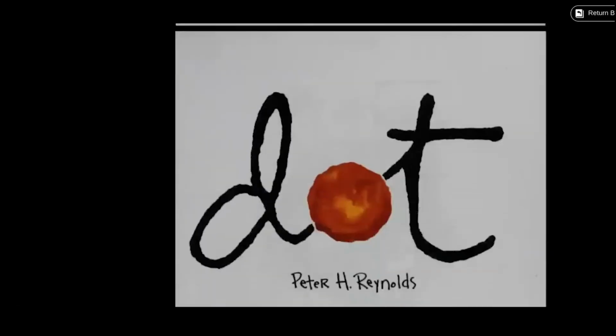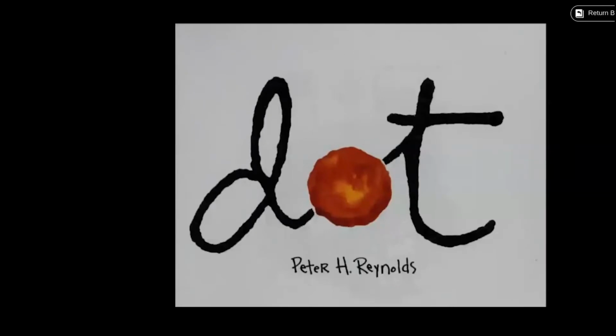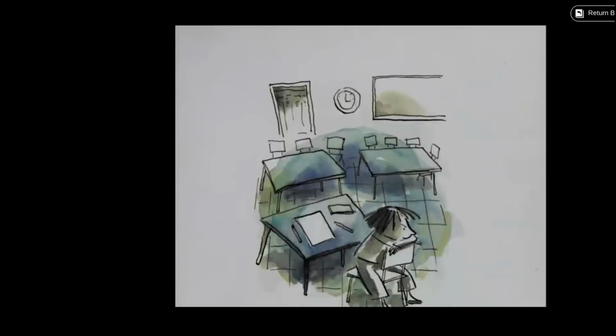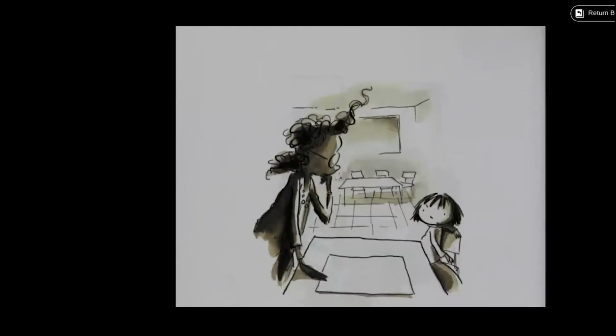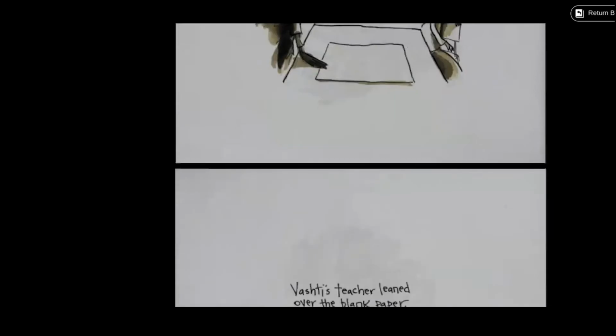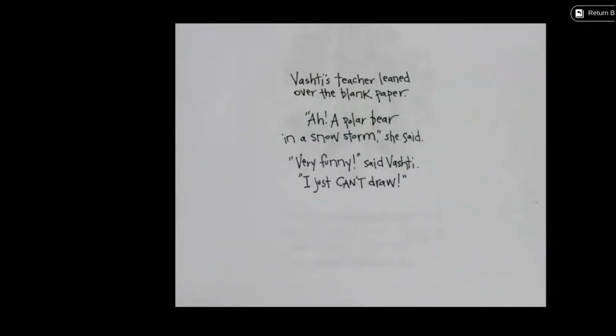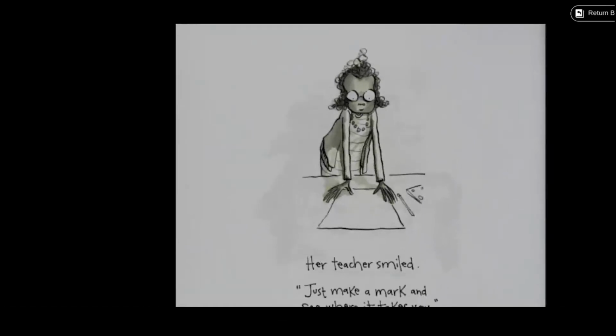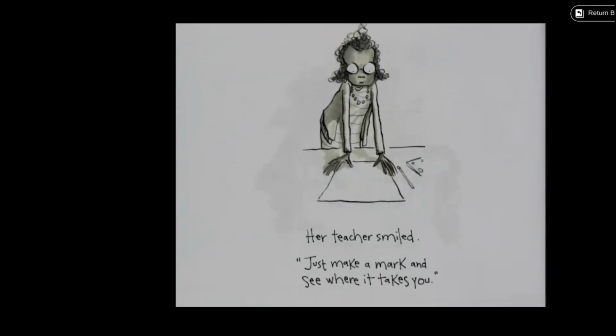The Dot by Peter H. Reynolds. Art class was over, but Vashti sat glued to her chair. Her paper was empty. Vashti's teacher leaned over the blank paper. "Ah, a polar bear in a snowstorm," she said. "Very funny," said Vashti. "I just can't draw." Her teacher smiled. "Just make a mark and see where it takes you."